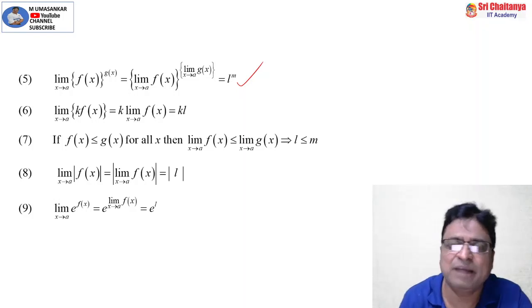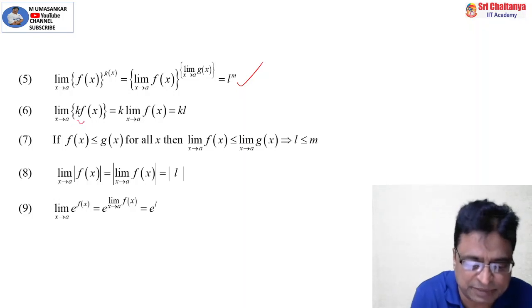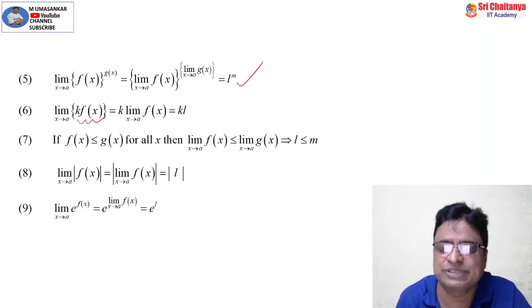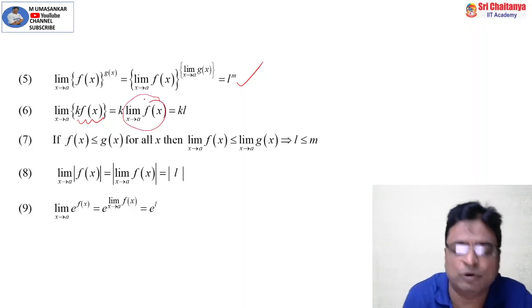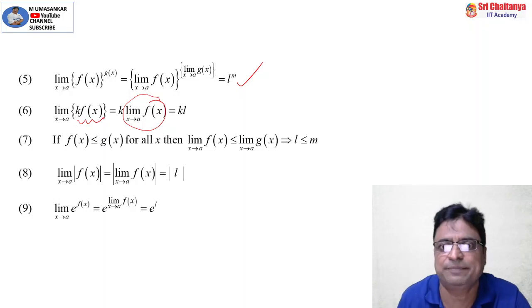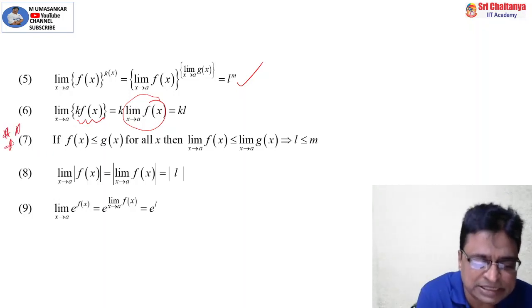And coming to the next, k into f of x. Suppose a function is multiplied by a constant k, then you can bring that constant outside and find the limit only of the function, that is k into limit x tends to a of f of x, which is equal to kL. And this is the comparison limit.